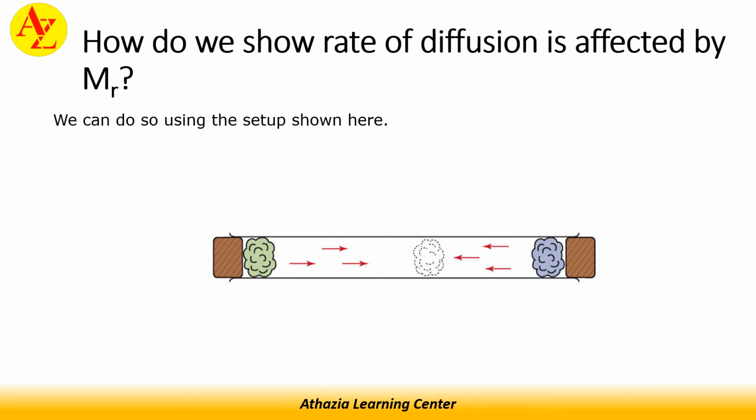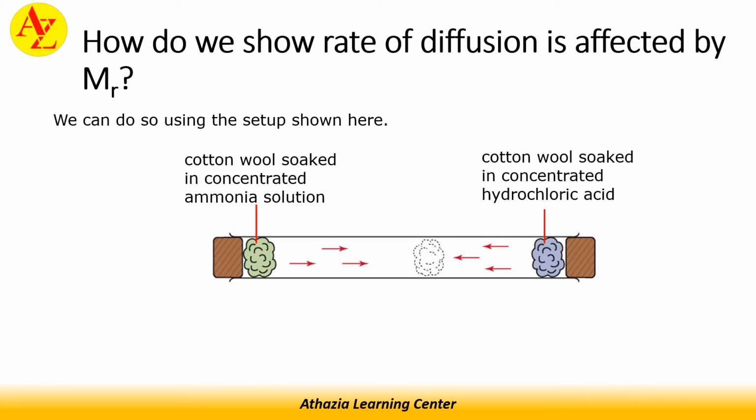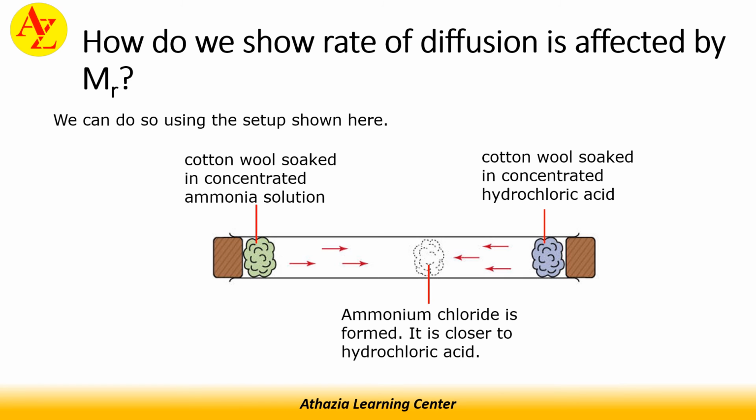How do we show the rate of diffusion is affected by Mr? We can do so using the setup shown here. There is a tube containing cotton wool, one part soaked in concentrated ammonia solution, and the other part soaked in concentrated hydrochloric acid. Then we leave them. After some time, they will form fumes around the middle of the tube.